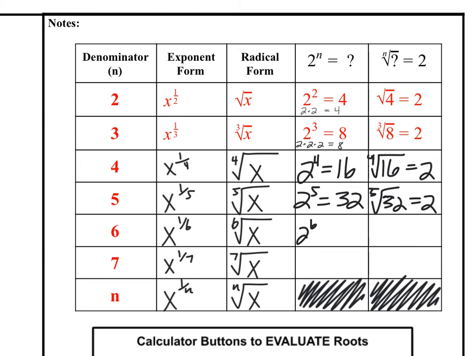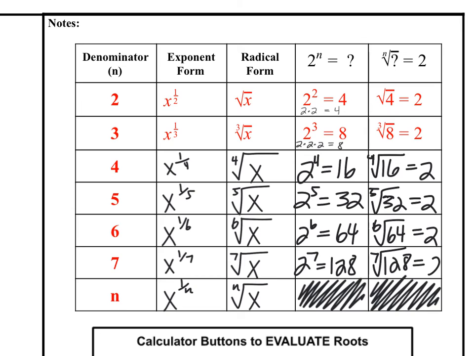2 to the 6th, multiply by 2 again, and you get 64. The 6th root of 64 is 2. And 2 to the 7th is 128. So the 7th root of 128 is, yes, 2.